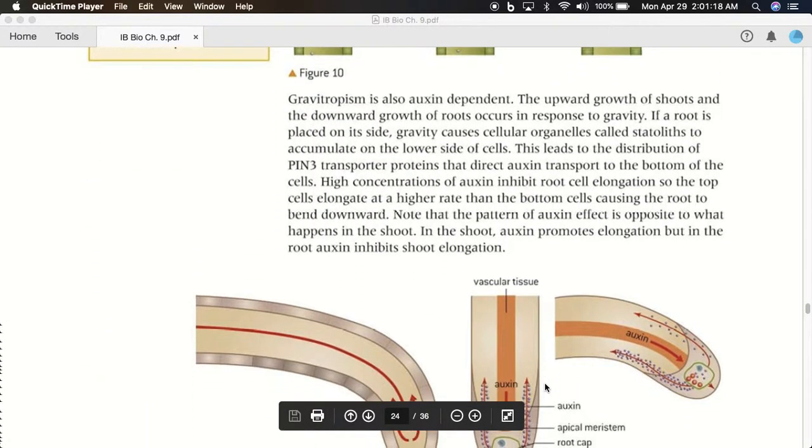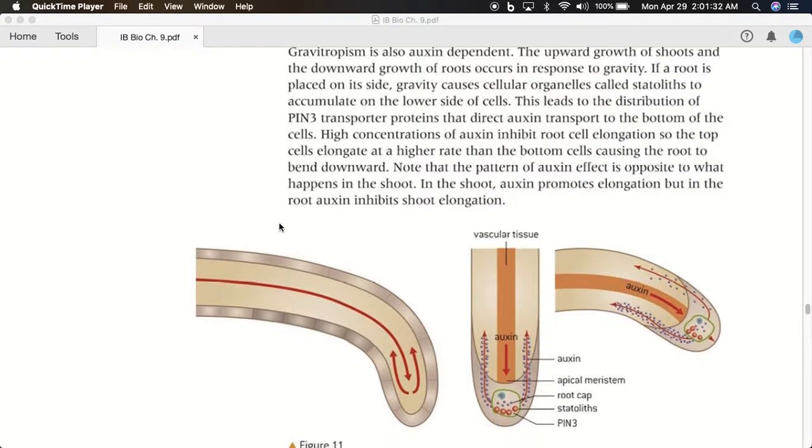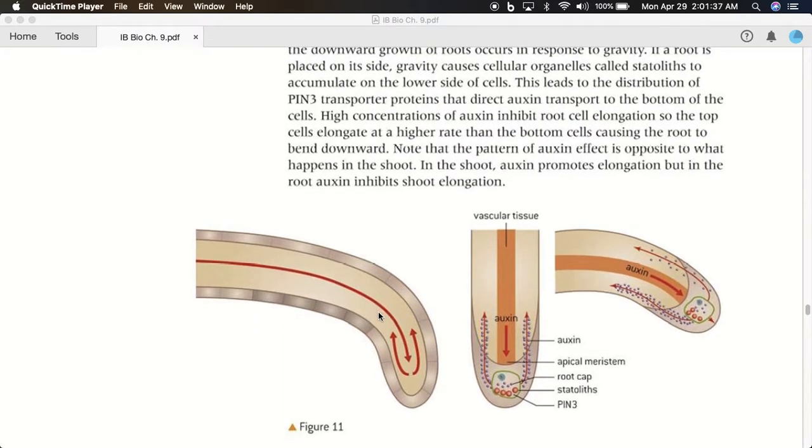And we also mentioned gravitropism. And it's the same idea. You're going to have shoots grow up and we're going to have roots grow down, and it just has to do with gravity. And so if a root is placed on its side like we see right here, the gravity is going to cause cell organelles called statoliths, which are just like these circles right here. The statoliths, they have the PIN3 transporter proteins that transport the auxin.